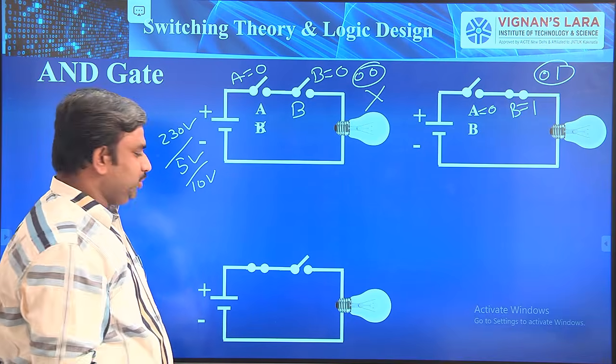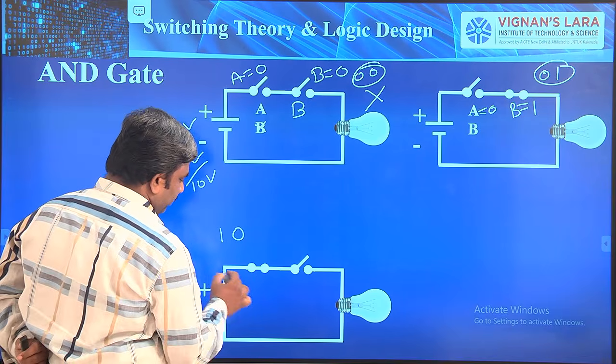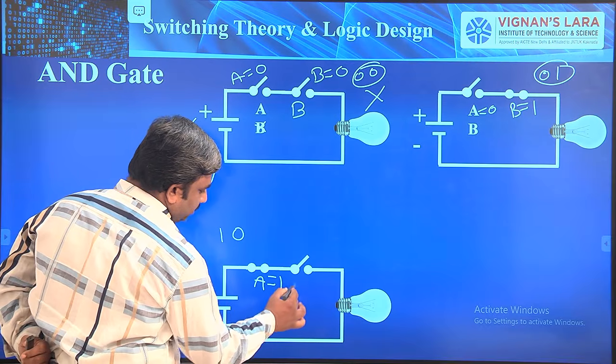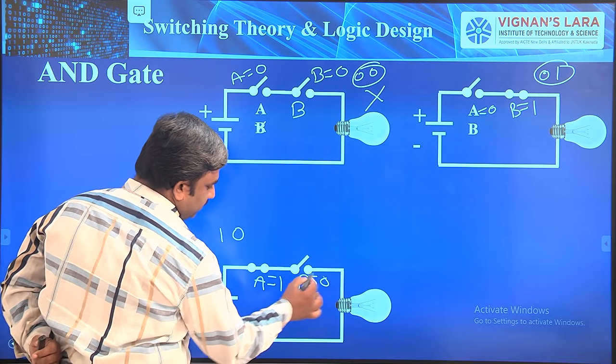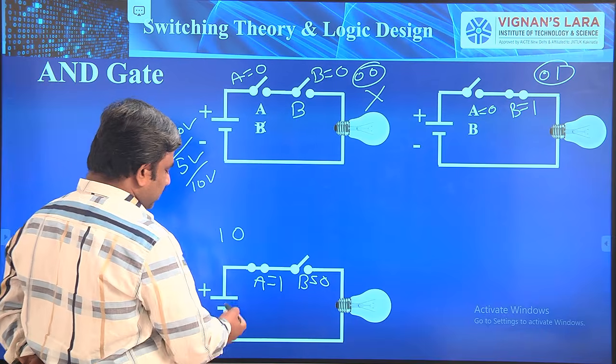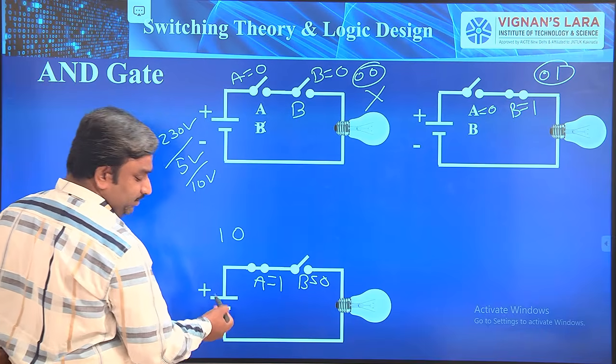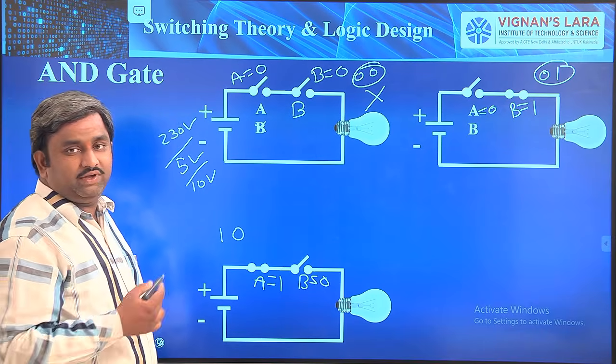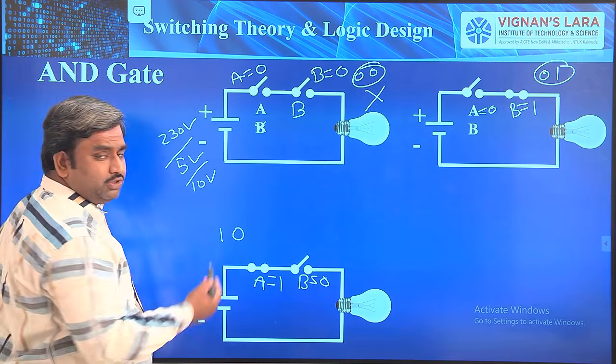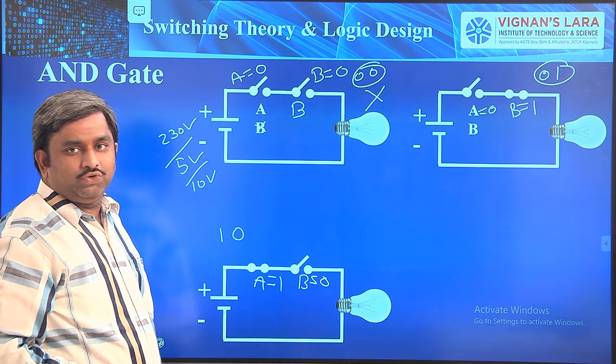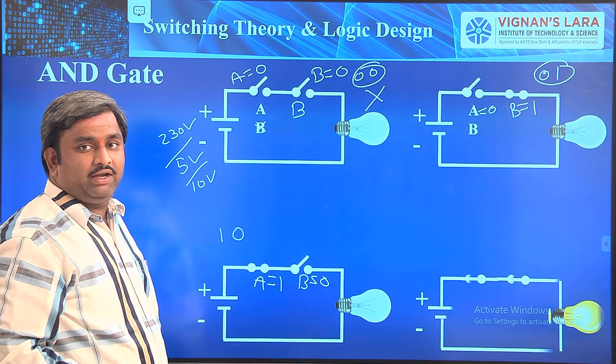Next, coming to the third situation. This is the 1-0 situation. Here A is in on state and B is in off state. Here we again have an open switch. So for that reason the bulb is not receiving the voltage which you are giving at the input side. So in this condition also the bulb is not going to switch on.